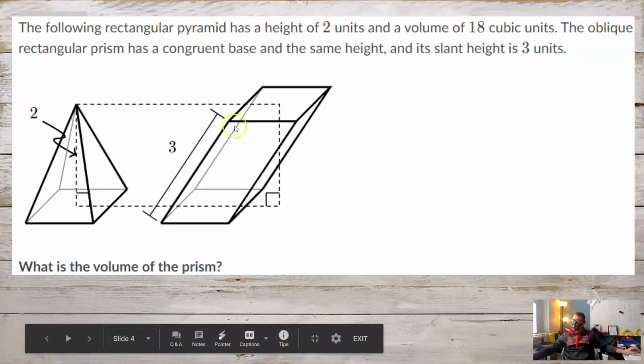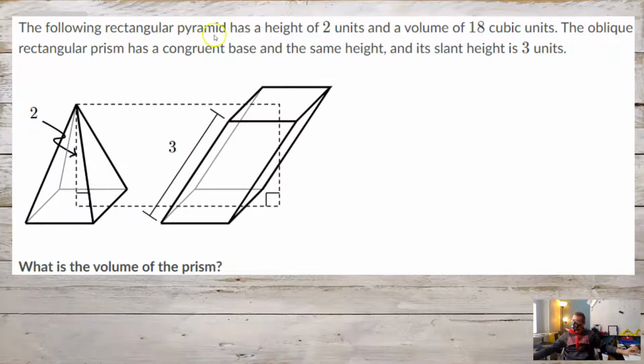So in situations like this, where they tell us we have a height of 2 units, volume of 18 cubic units, the oblique rectangular prism has a congruent base and the same height and its slant height of 3 units, what are we going to do here?